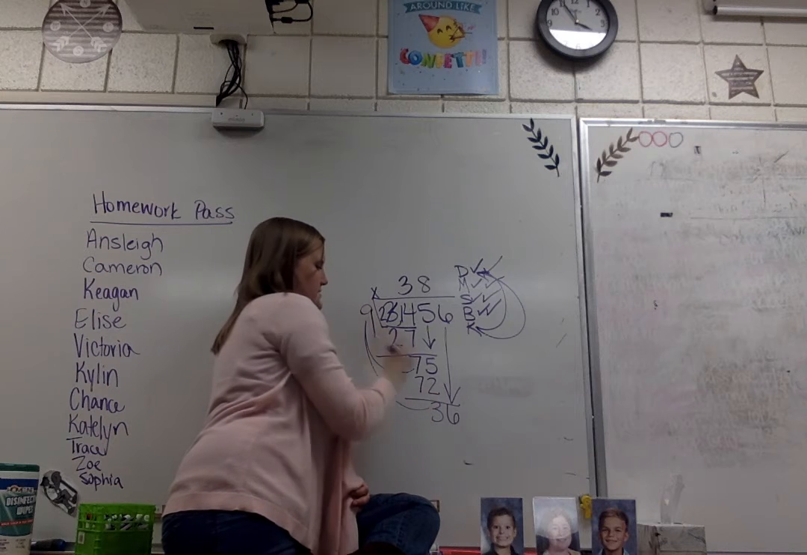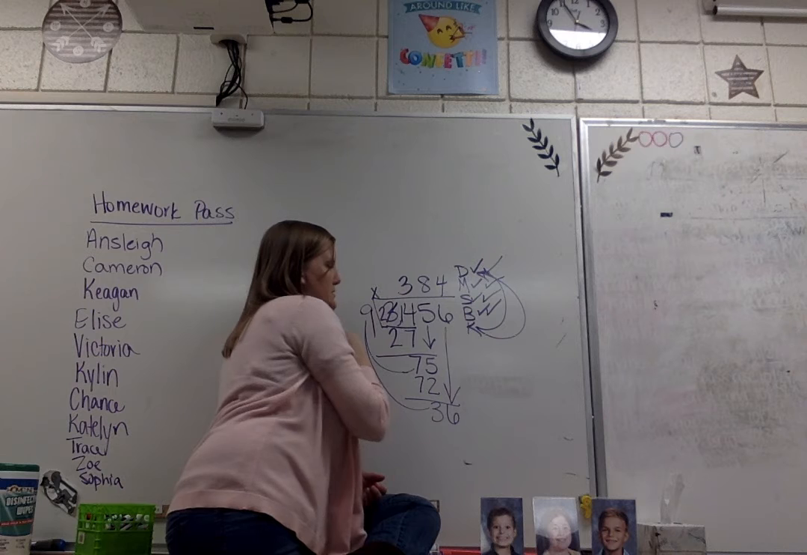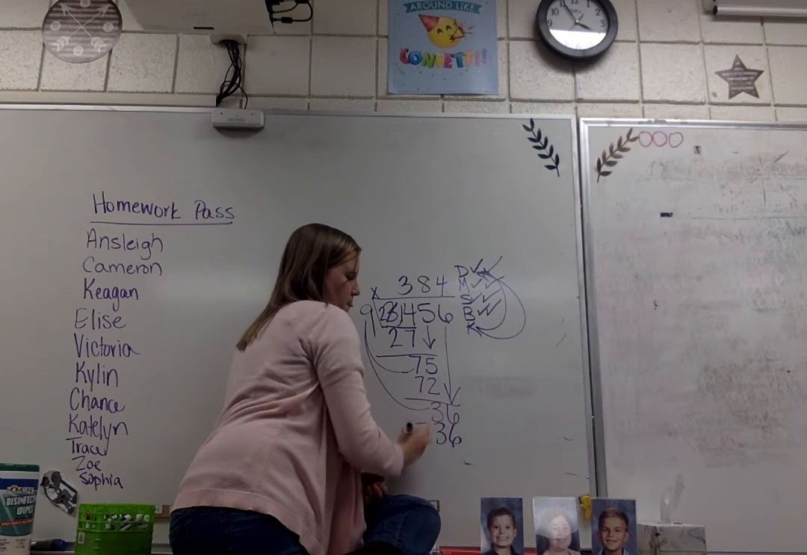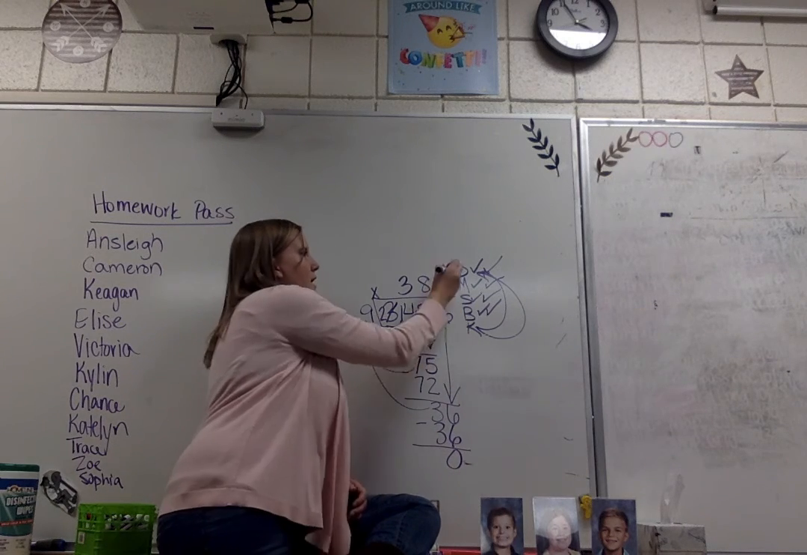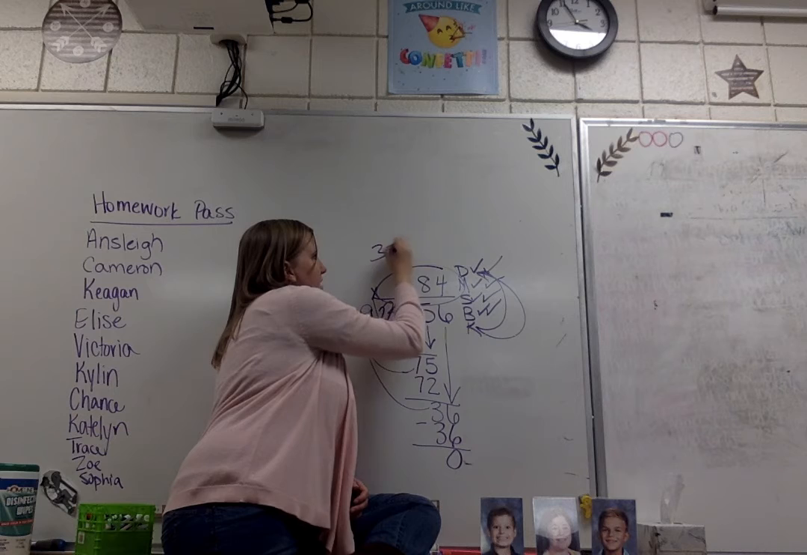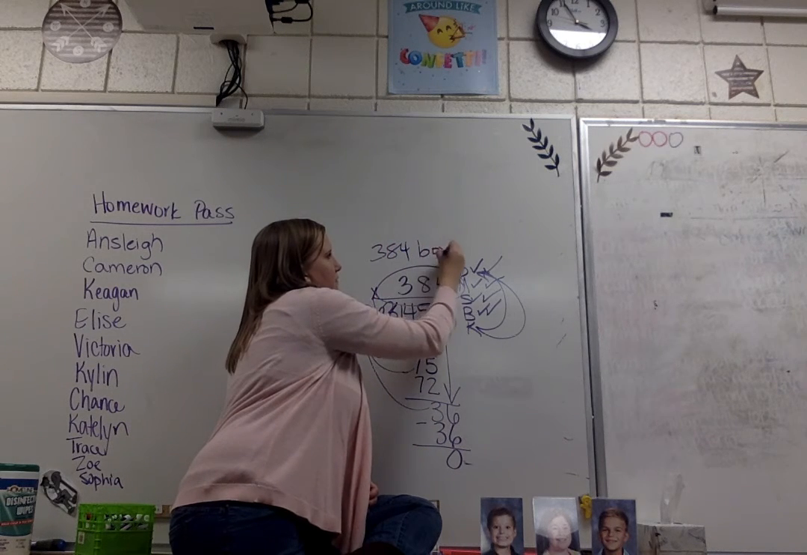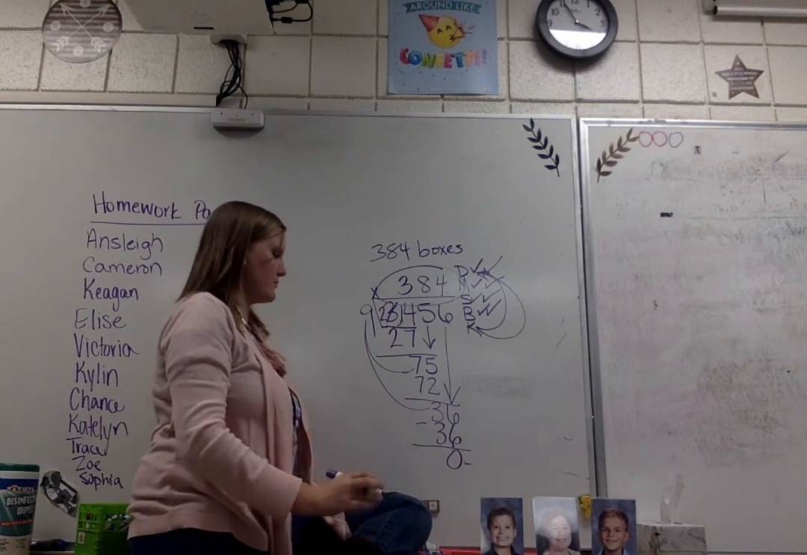So I'm going to go back to 36 divided by 9. I know that 9 times 4 equals 36. Subtract that, I get 0. Nothing to bring down. So it would be 384. And the question was how many boxes? So 384 boxes. There you go.